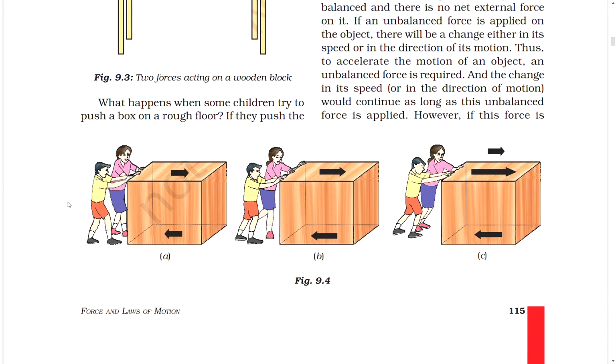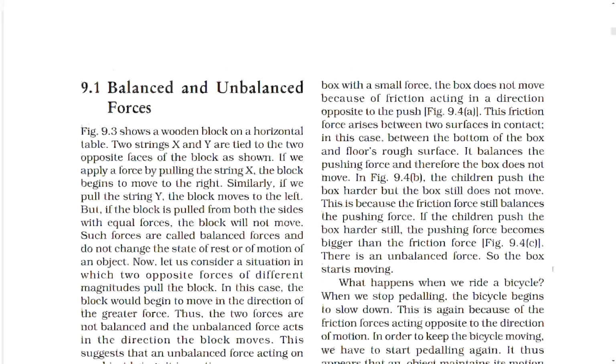What happens when some children try to push a box on a rough floor? If they push the box with a small force, the box does not move because of friction acting in a direction opposite to the push. Figure A. This friction force arises between two surfaces in contact, in this case between the bottom of the box and the rough floor surface. It balances the pushing force and therefore the box does not move.